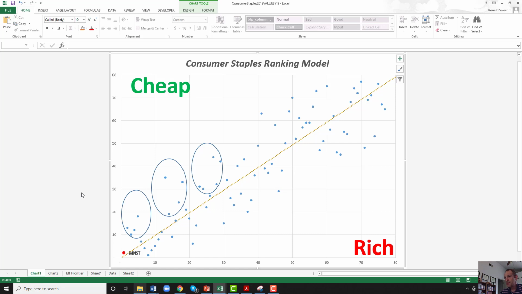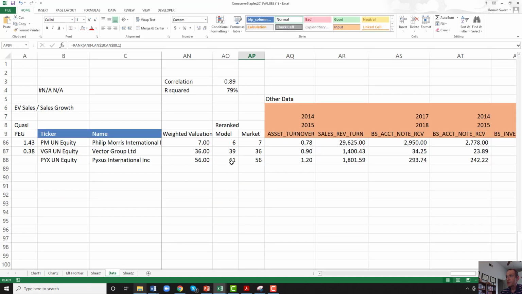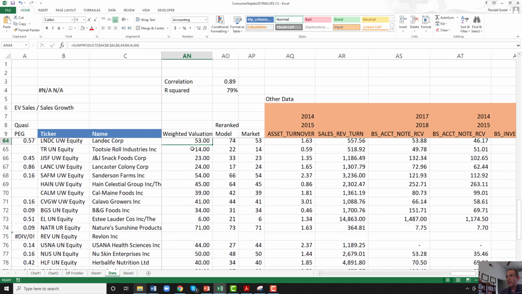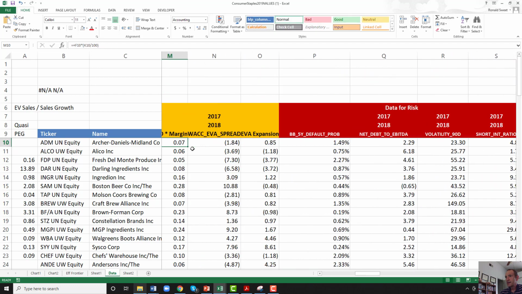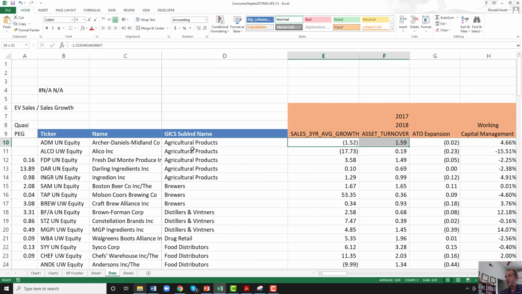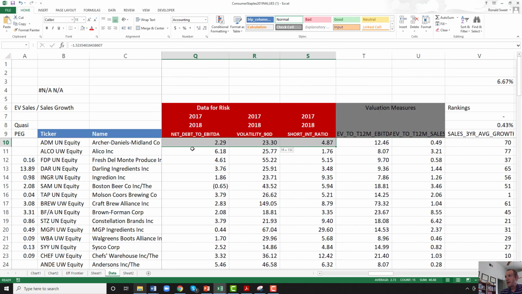So this is what a model looks like. There's different ways to do it. This is a ranking model, so you can see we're ranking each stock. You could do a regression model, where you take all of this data here and use all of this data here and regress it against the EV to EBITDA and the EV to sales. Now you can't use 20 things to forecast 2 things. You can take 20 things and forecast 1 thing.